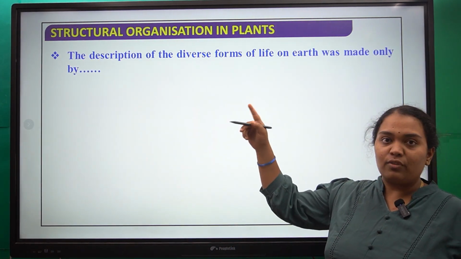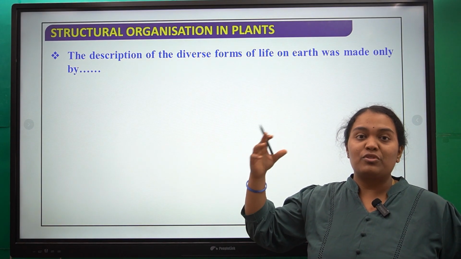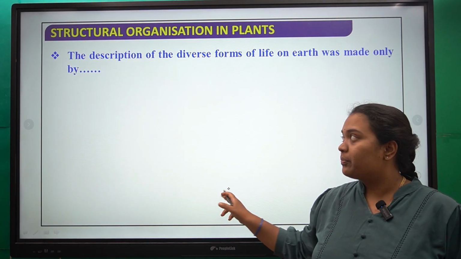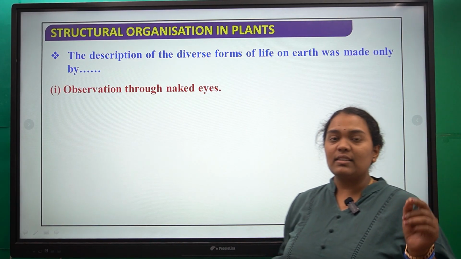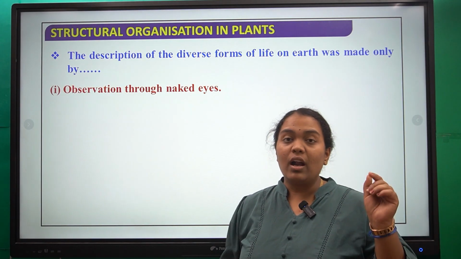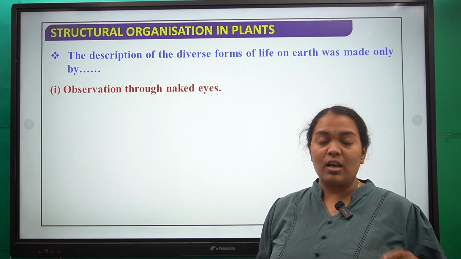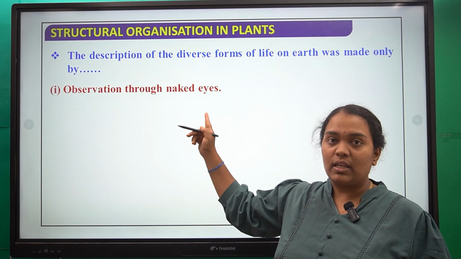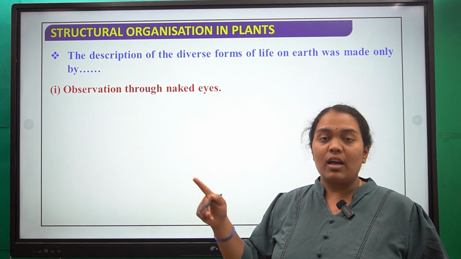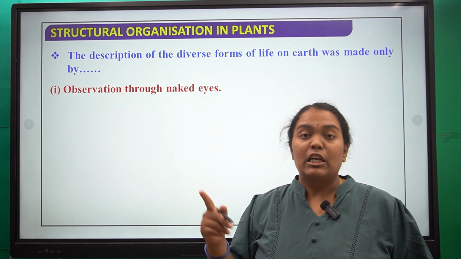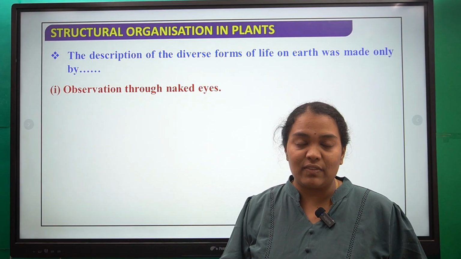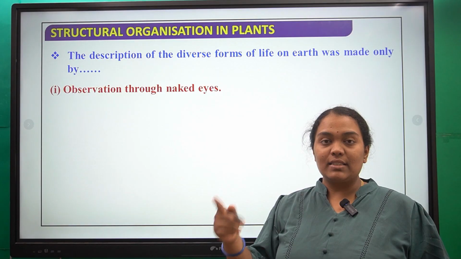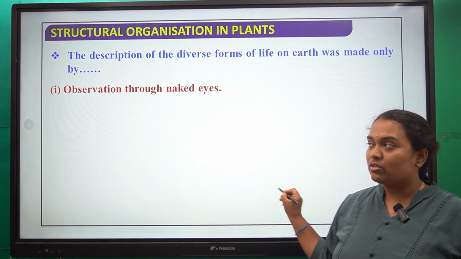The description of diverse varieties, the number of changes that you can see of life on earth, was made only by what all are the things that you are taking into consideration when you are trying to differentiate different organisms or different varieties of organism within the same group. That is observation through the naked eye. When you see with your eyes, you are able to say is it a plant or an animal. If it is a plant, what are the types of leaves it is having, what are the types of flowers or the colors of the flowers it is having. All this is being done with the help of observation through your naked eye.